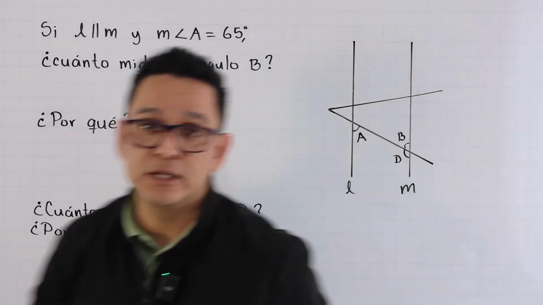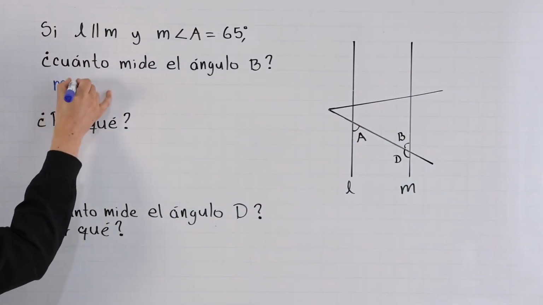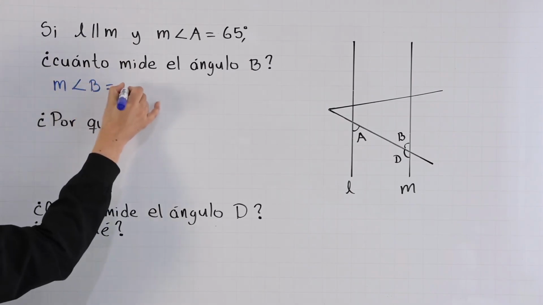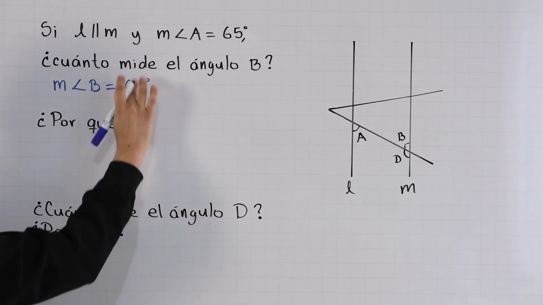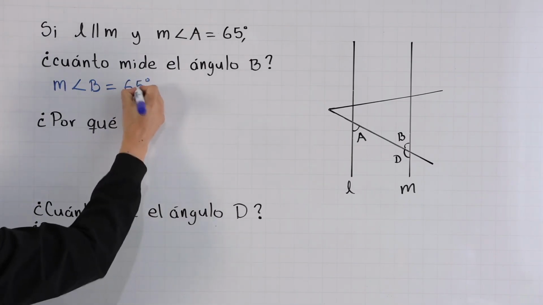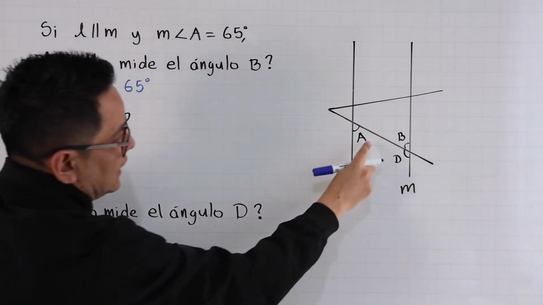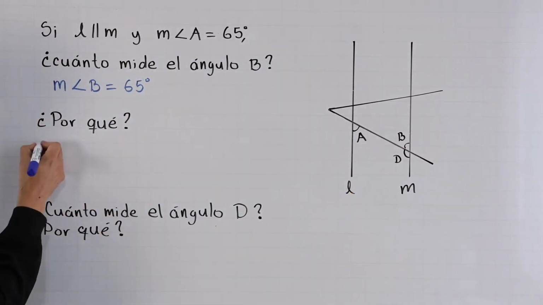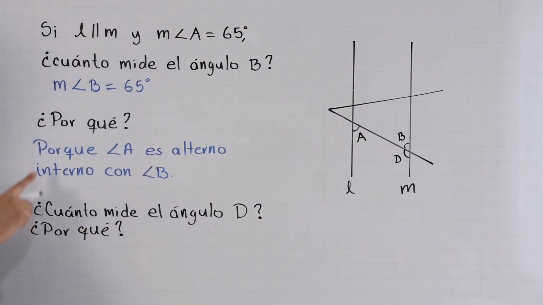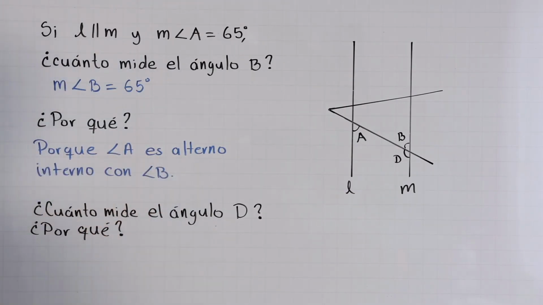So let's write that as the answer. Where? Here, right? So the measure of angle B is 65 degrees. Done. We're finished. Sorry, 65, 65. There it is. Then it says, why? Oh, that's easy. Because angle A and angle B are alternate interior angles. Done. I already wrote it over here. Because angle A forms an alternate interior pair with angle B.